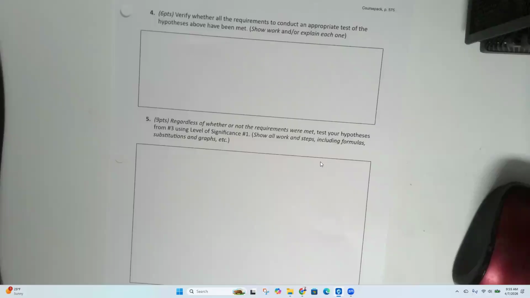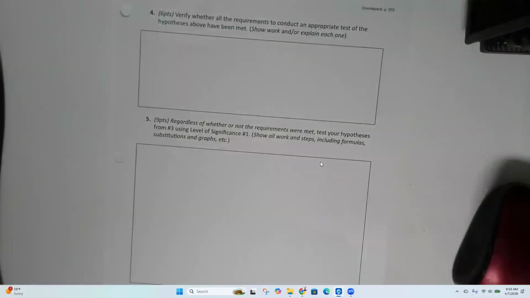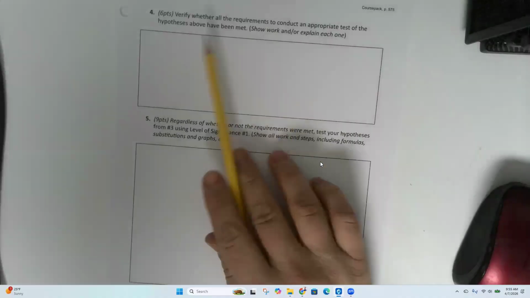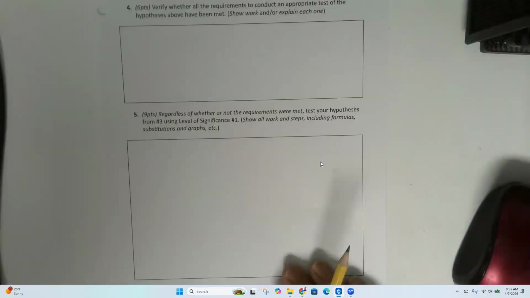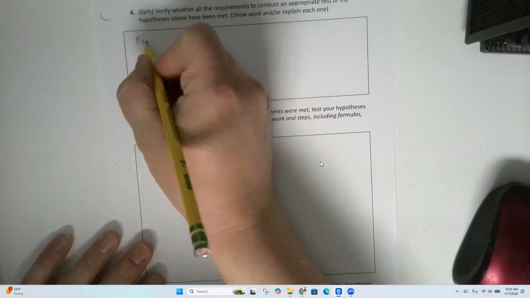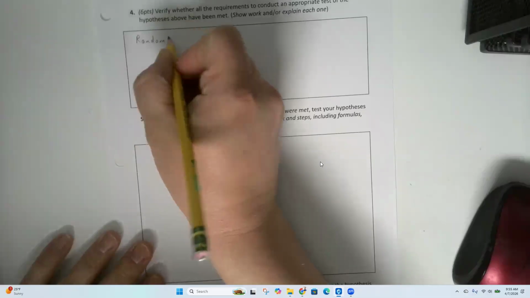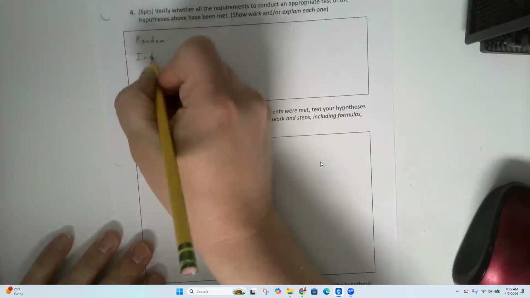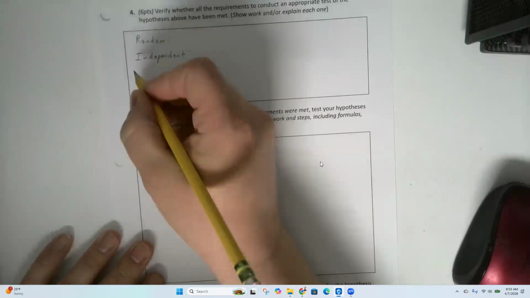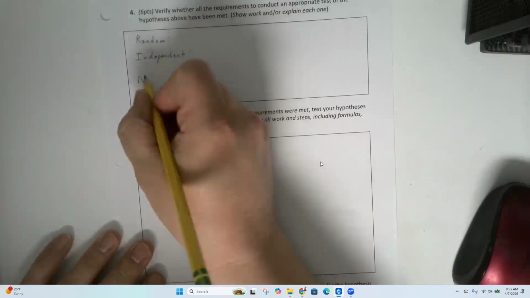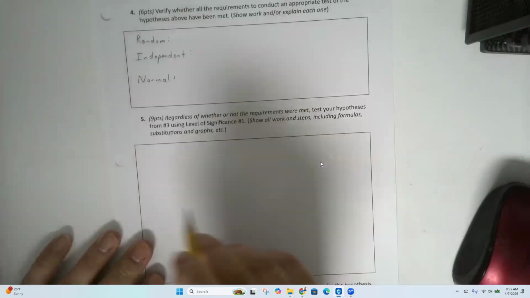Page 575. Verify the requirements to conduct an appropriate test of hypotheses have been met. So make sure that we have satisfied the central limit theorem. We need to make sure that it is random, that it's independent, and that it is normal. Our sample, right?